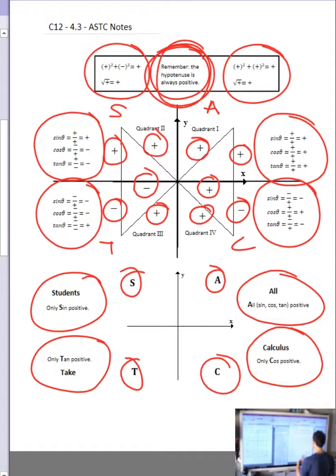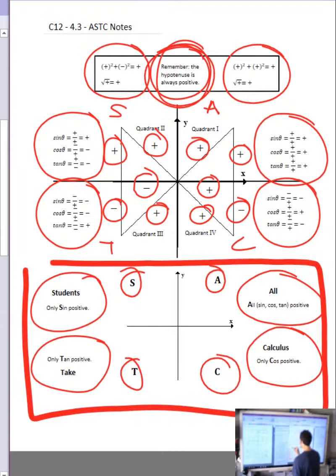Now that's a lot of work and a lot of things to remember. So instead, we're just going to remember ASTC. All students take calculus. If you get a ratio where sine is positive, there are 2 triangles where sine's positive. If you get a ratio where cosine is negative, there are 2 triangles where cosine's negative. If you get a triangle where sine's positive and cosine's negative, we need to find out where that triangle goes. ASTC review from grade 11.